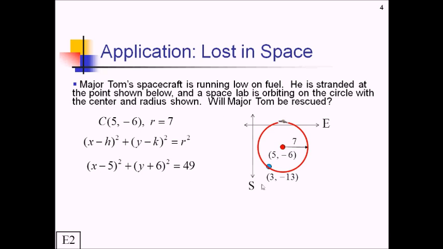Now, how do we know if a point's actually on this circle? Well, we just have to plug the point in for x and y, and if it comes out true on both sides, the same on both sides, we know we're on the circle.